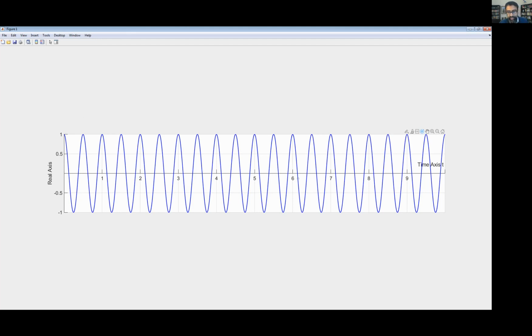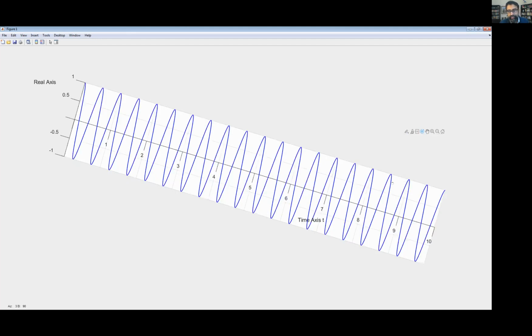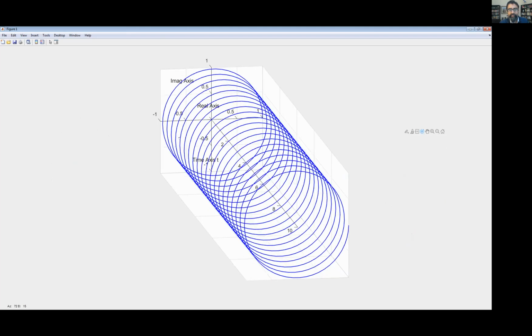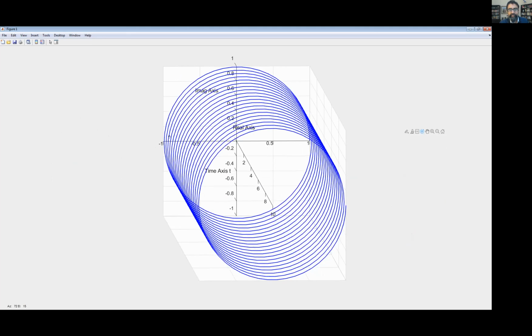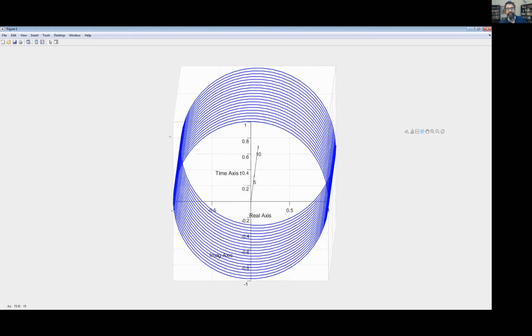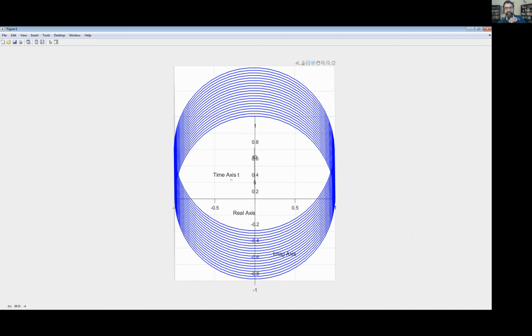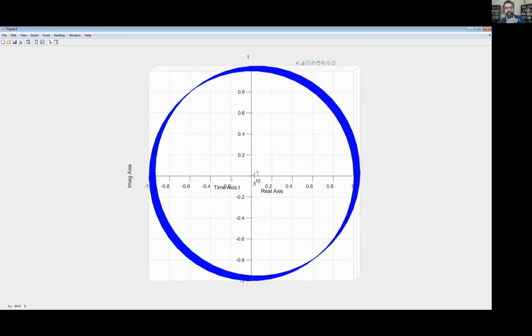I can also look at it from here. What I'm doing is collapsing the time axis, and I'm just looking at the imaginary axis and the real axis. And this is what it looks like, which is clearly a circle.